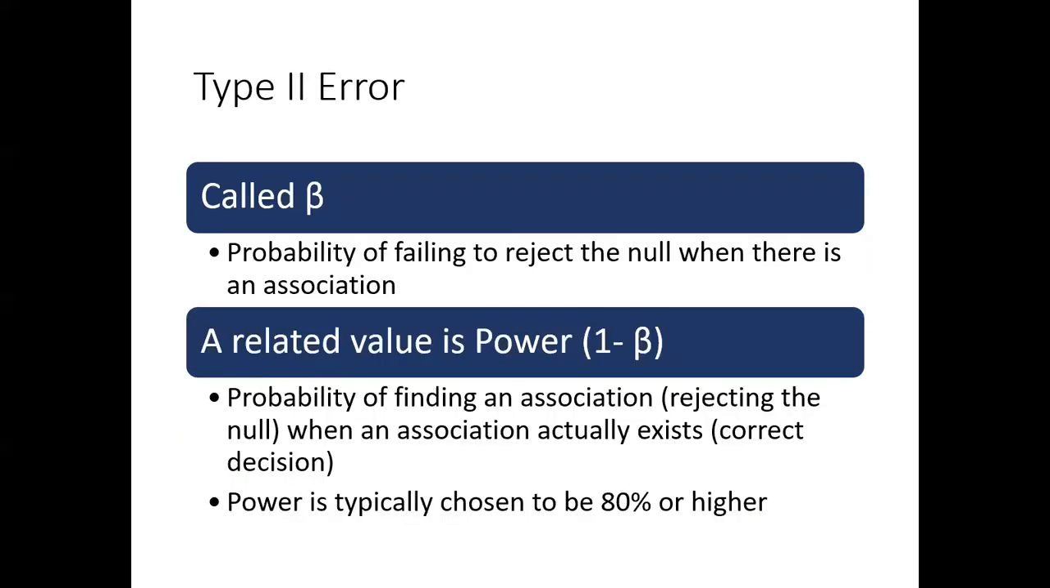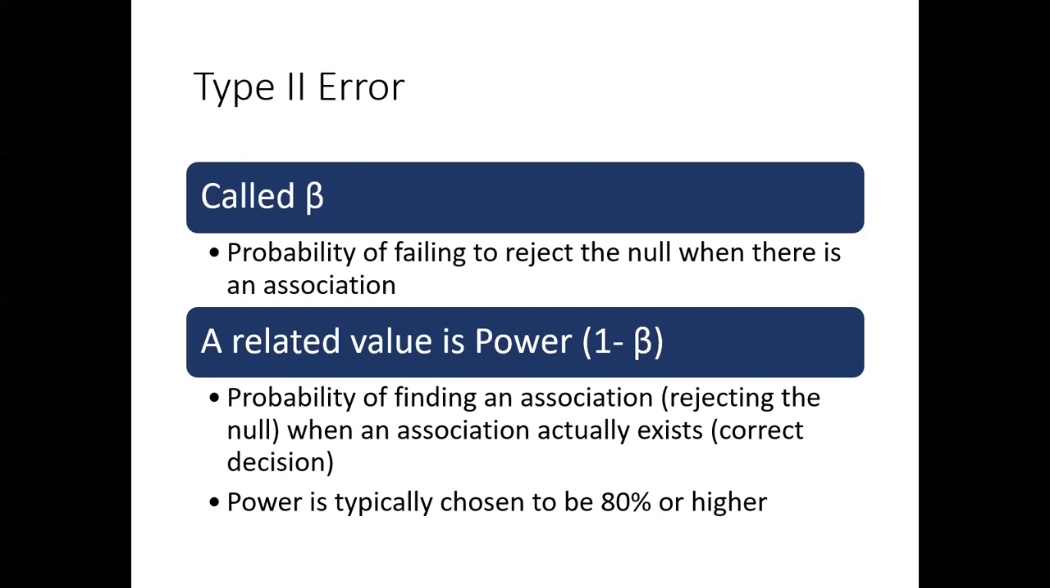Type 2 error, we call beta. So that's the probability of failing to reject the null when there's an association. And we have a related value called power, which is 1 minus beta. And it's the probability of finding an association or rejecting the null when an association actually exists. So that's the probability of getting it right. So we want power to be high. Usually we choose it to be about 80%.